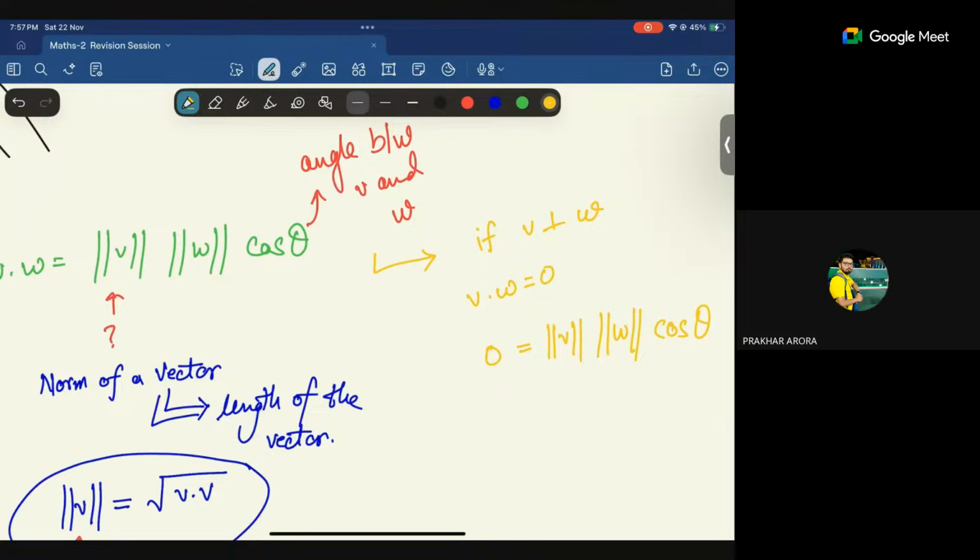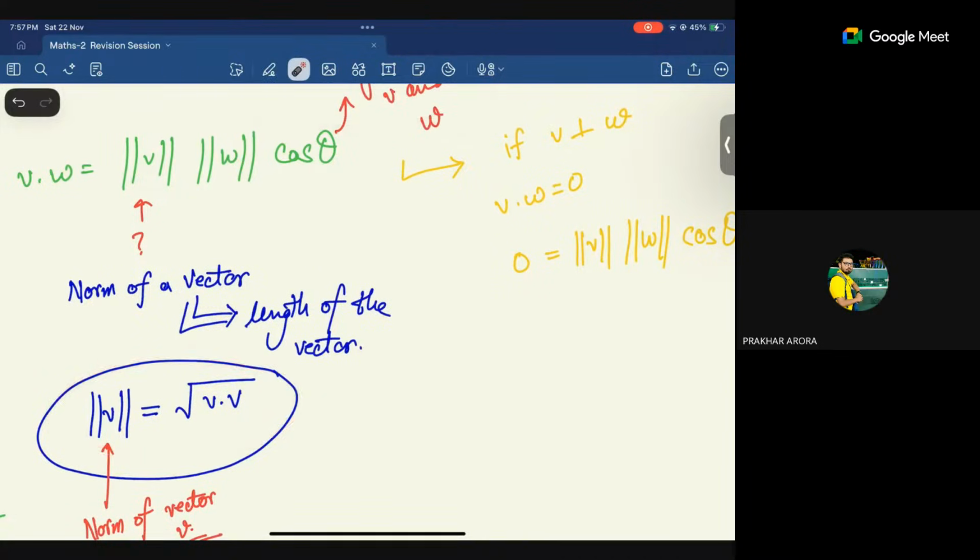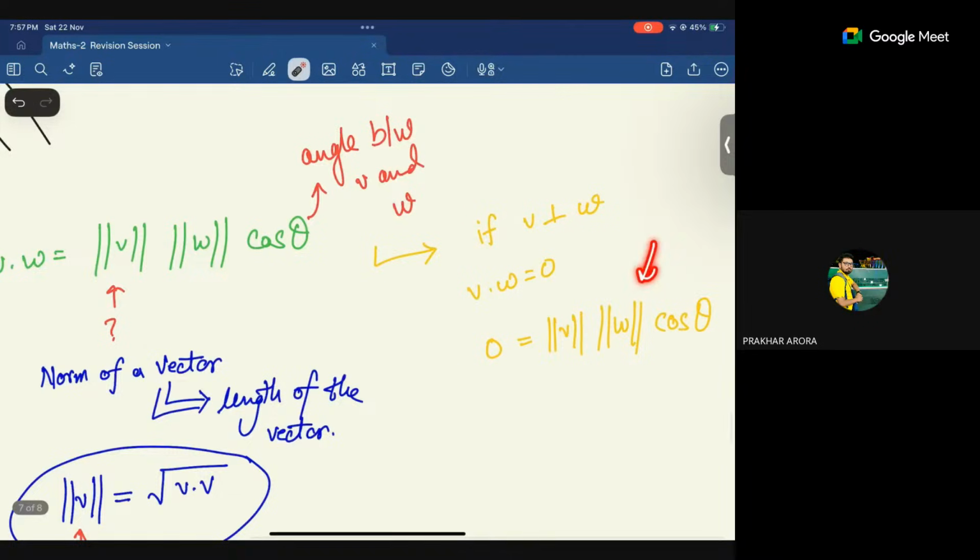Yes, exactly, Ryansh. This is what I just said, that norm is the root of inner product. This is what I wrote here. Now coming back to this thing here.